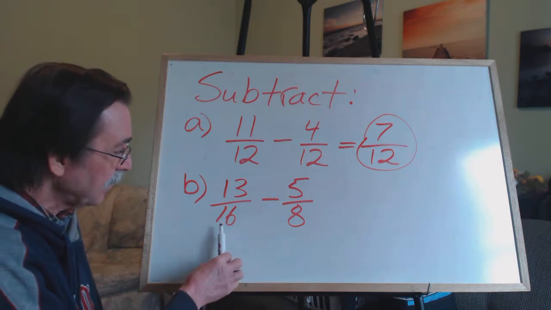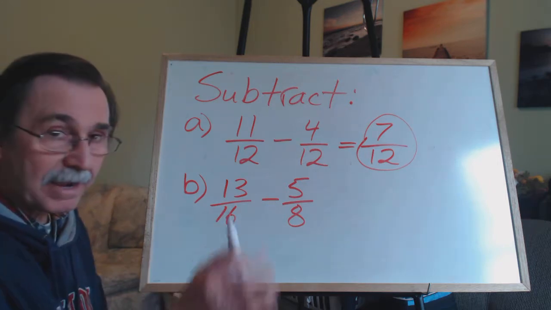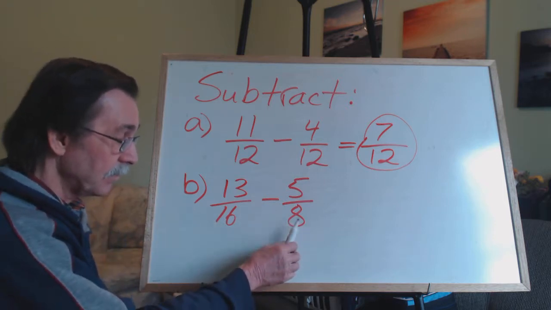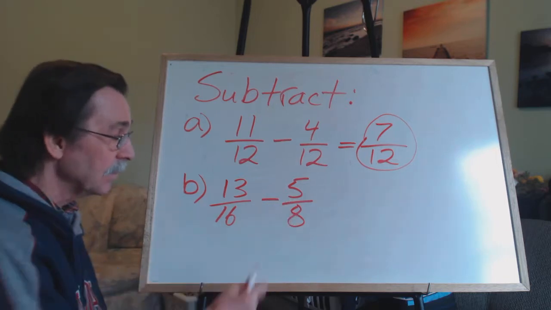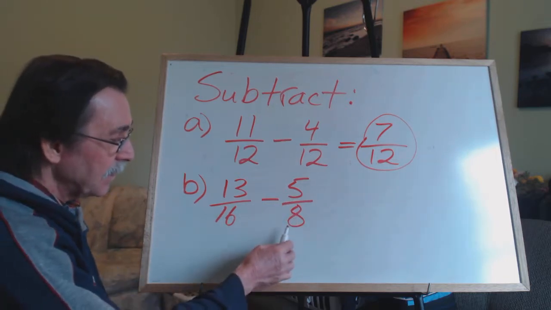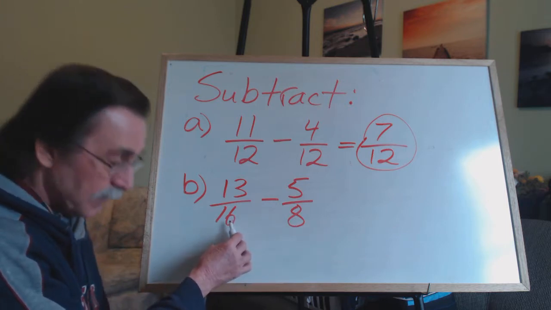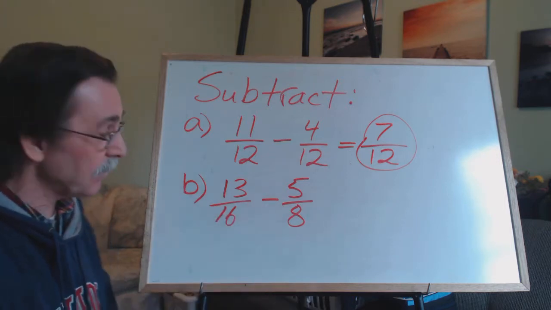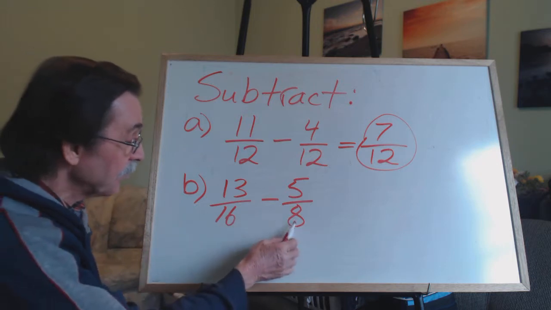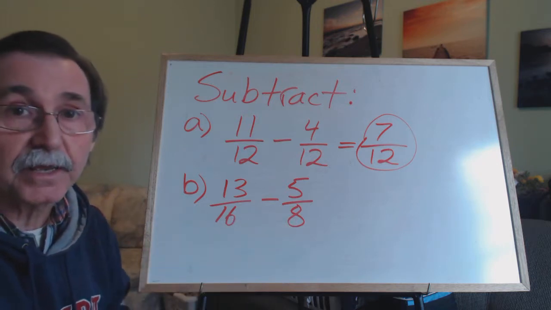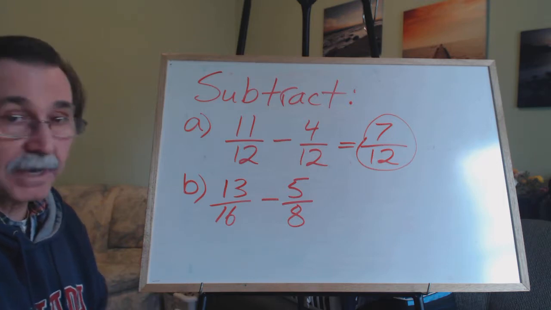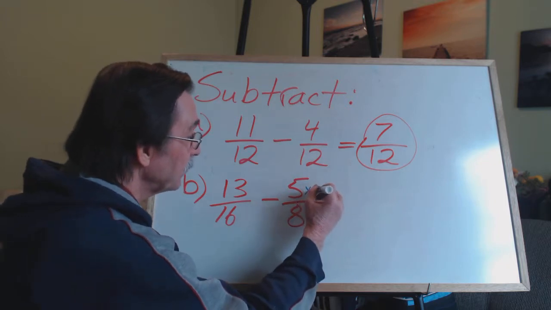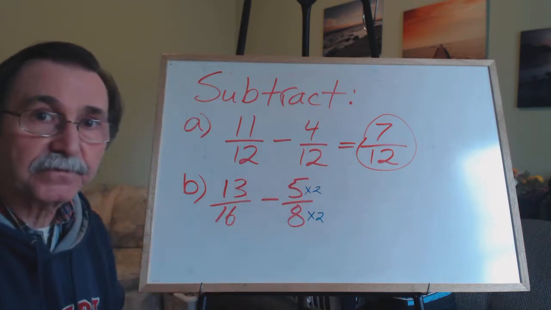Now, in this case, the lowest common denominator, or a common denominator, is already buried in the question. So let's look at the bottom of the lower number here, this 8. Can we turn that into a 16? Yes, we can. That's what I mean by having the common denominator buried in the question. We can turn 8 into a 16 simply by multiplying by 2. So I'm going to multiply this by 2, and I'm going to multiply that by 2. Whatever you do to the bottom, you do to the top, and vice versa.